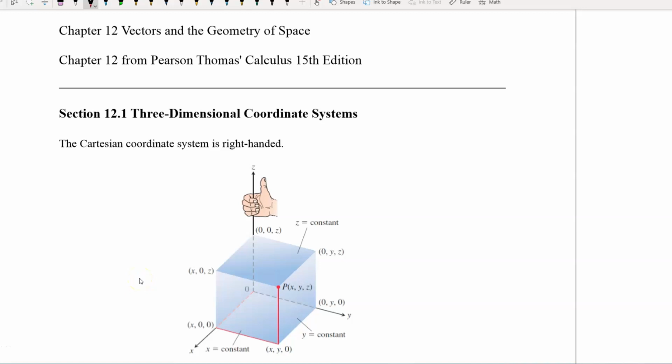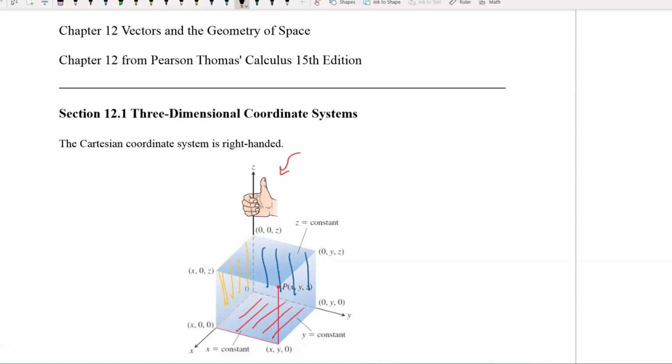Hello everyone, here on this part we have three-dimensional coordinate systems. So on this part we have the Cartesian coordinate system, and this is right-handed. On this part we have x, y, and here we have y, z.